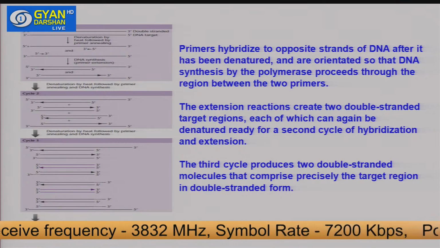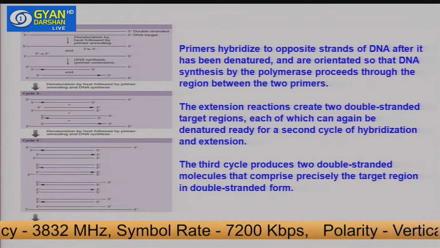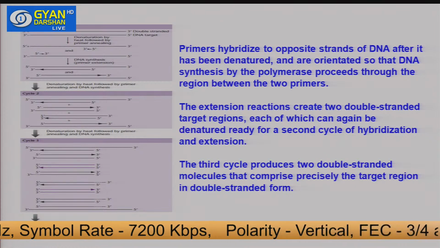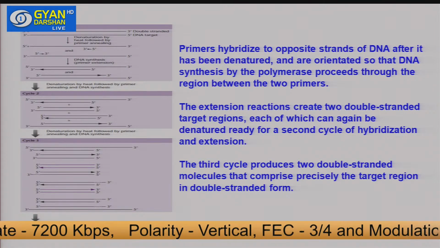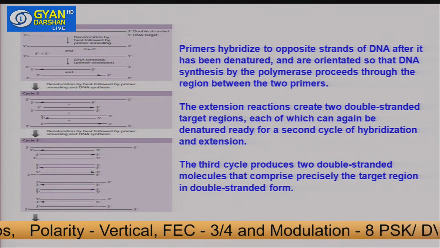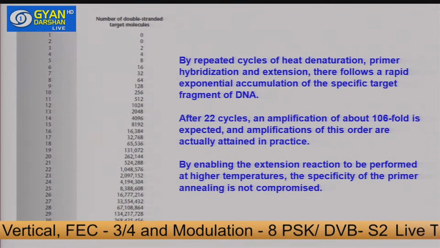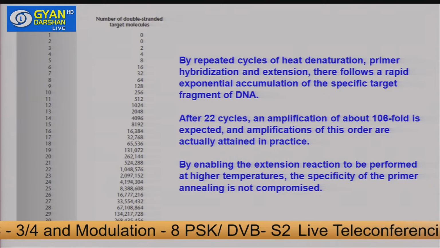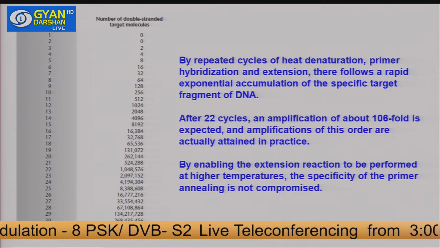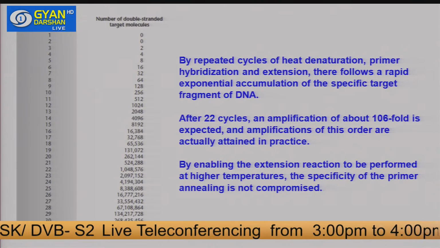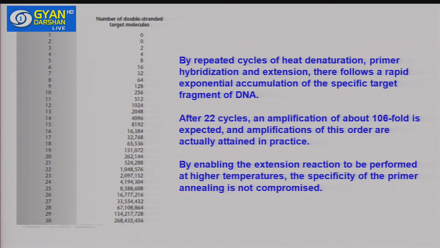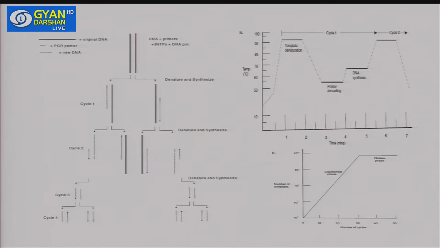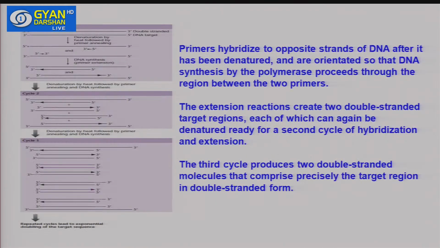DNA synthesis proceeds through the region. Extension reaction creates 2 double-stranded target regions, and the third cycle produces 2 double-stranded molecules that comprise precisely the target region in double-stranded form. So there are repeated cycles, as many as 30 cycles, and each has the 3 reactions, that is, as I told you, the denaturation, the annealing, and the DNA synthesis.